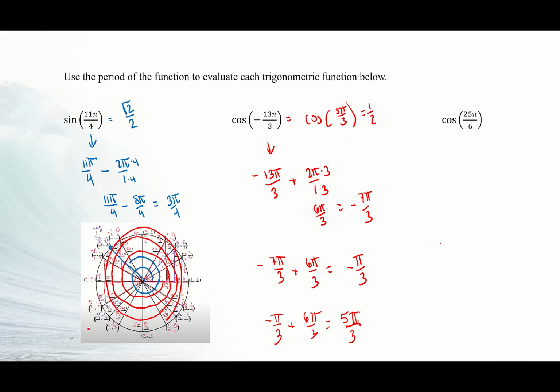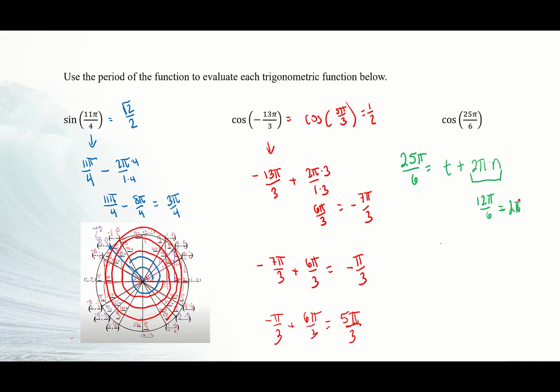And for the last example on this page, we have cosine of 25 pi over 6. And again, we want to figure out what this corresponds to in the unit circle. So we're going to say 25 pi over 6 is equal to some number in the unit circle plus 2 times pi times n. Since we have that denominator of 6, I want to pull out as many 2 pi's as I can from 25 pi over 6, keeping in mind that 2 pi is the same as 12 pi over 6. So that would be the equivalent of 2 pi.